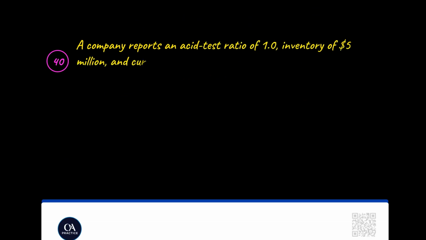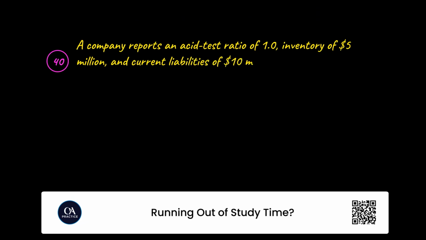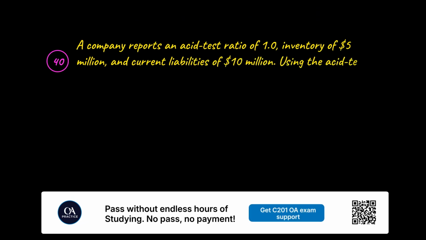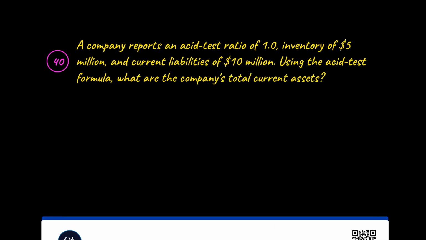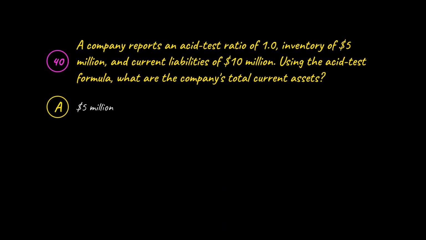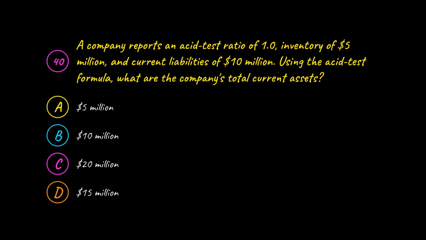Question 40. A company reports an acid test ratio of 1.0, inventory of $5 million, and current liabilities of $10 million. Using the acid test formula, what are the company's total current assets? Your options are A, $5 million, B, $10 million, C, $20 million, D, $15 million. Got a guess? Lock it in.